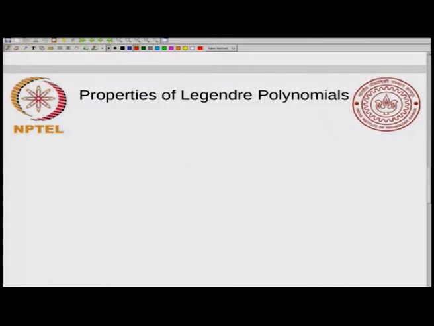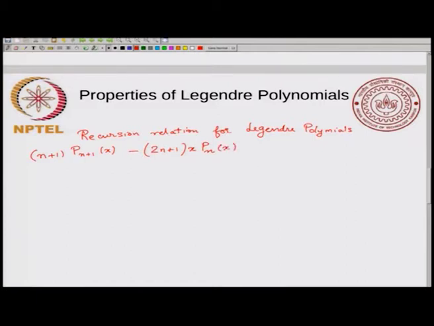So one interesting formula is what is also called a recursion relation for Legendre polynomials. This is different from the recursion relation between the coefficients that we got when we were doing the power series. So this recursion relation says that (n+1) P_{n+1}(x) minus (2n+1) x P_n(x) plus n P_{n-1}(x) equals 0. This is for n greater than or equal to 1.